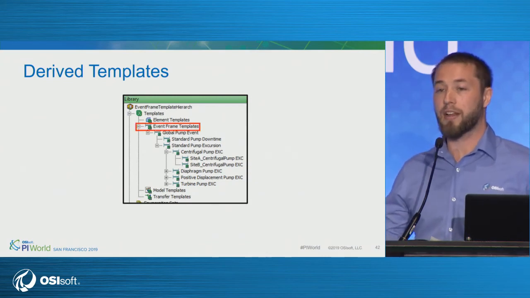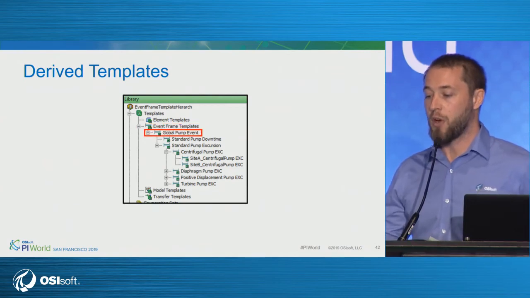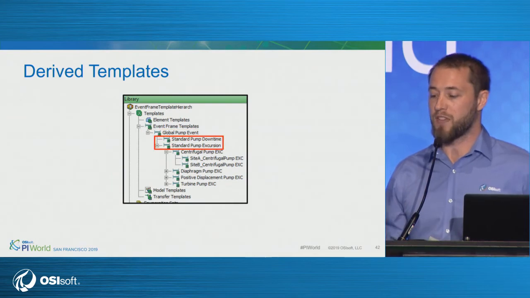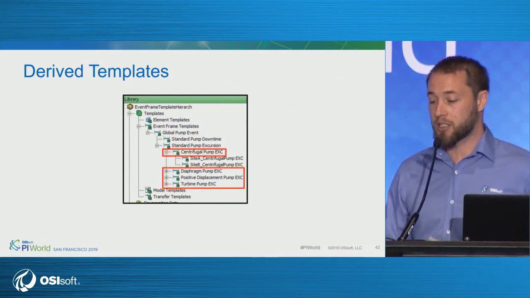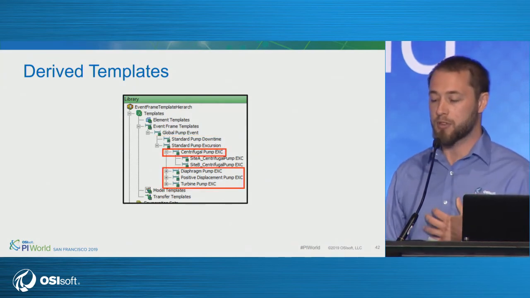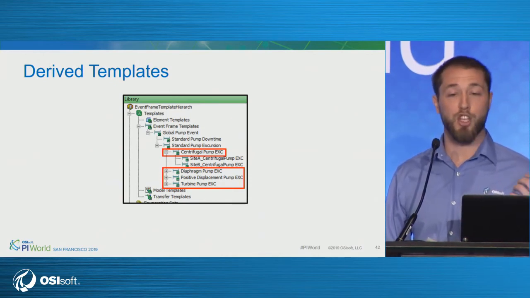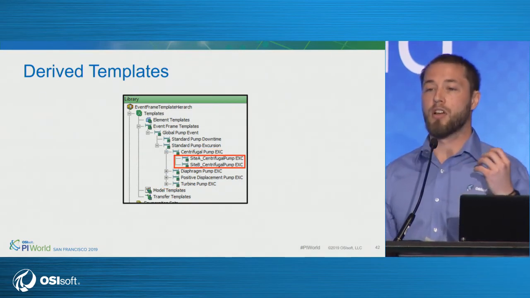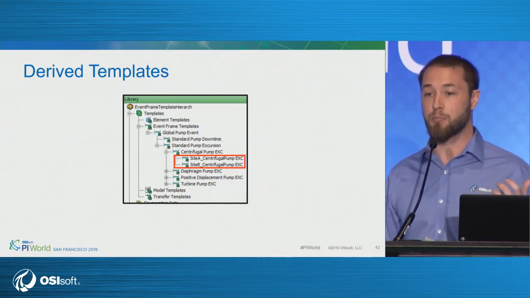So we're looking at our library in PI System Explorer, and we have event frame templates. We have a global pump event that everything is derived from. Under this, we have a standard pump downtime and standard pump excursion event frame template. Under standard pump excursions, we have templates for 4 different types of pumps: centrifugal pump, diaphragm, positive displacement, and turbine. More specifically, under centrifugal pump, we have 2 different pumps, Site A and Site B, that both have the same pump type.